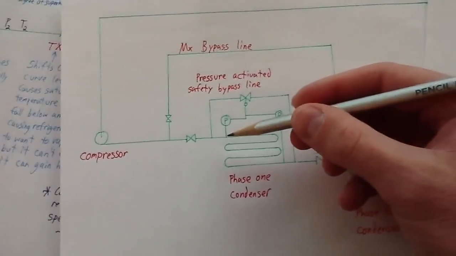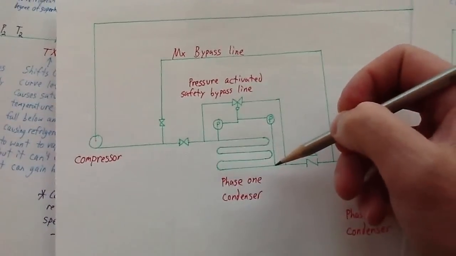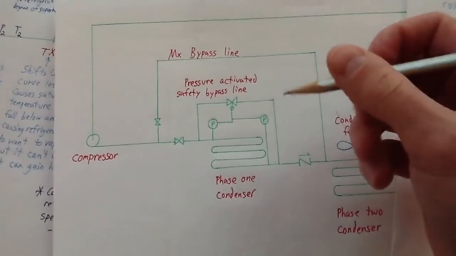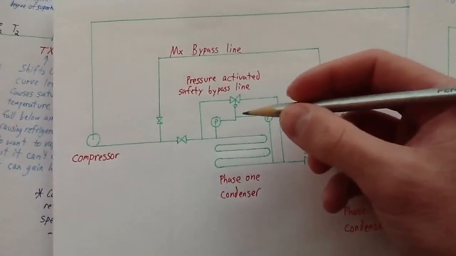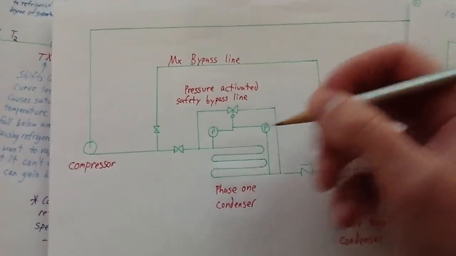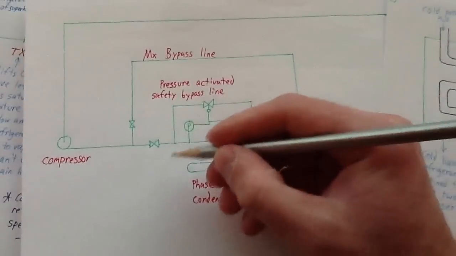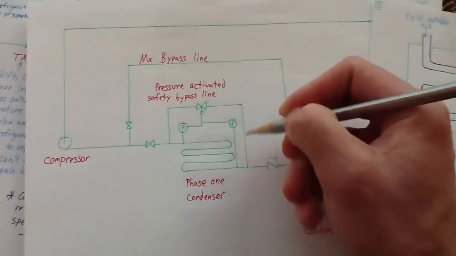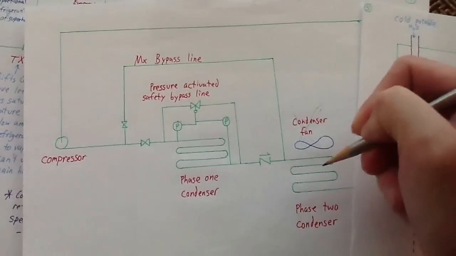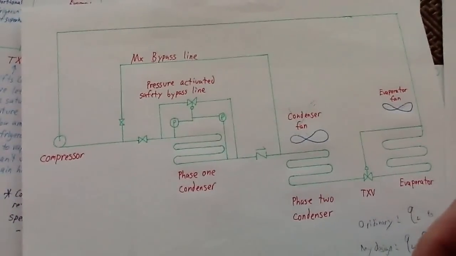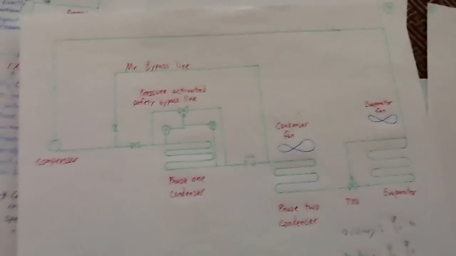It's going to measure the pressure before and after this stage 1 condenser, and when the pressure differential reaches a certain level, it's going to open this bypass valve, which is going to isolate this entire thing, and it's going to allow the liquid refrigerant to bypass it and then continue on through the stage 2 condenser. So does that kind of make sense?